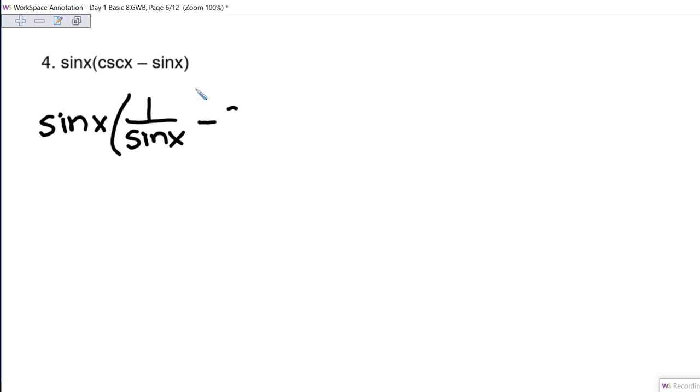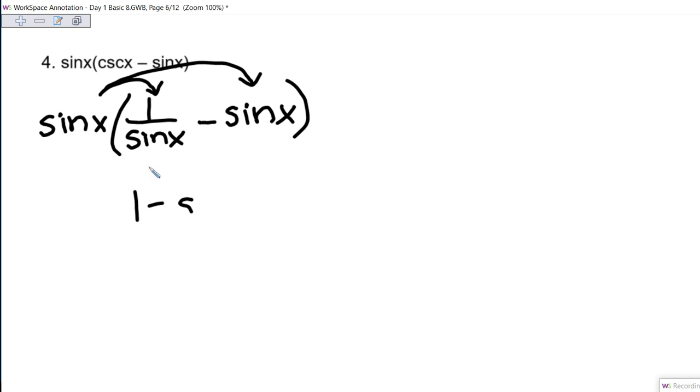minus, and I have sine of x. Yeah, go ahead and distribute sine of x. So what's sine of x times 1 over sine of x? 1. And what's sine of x times negative sine of x? Negative sine squared of x. Is that a single term? No, but notice we have a 1 and a term that is squared, so it's probably a Pythagorean identity.